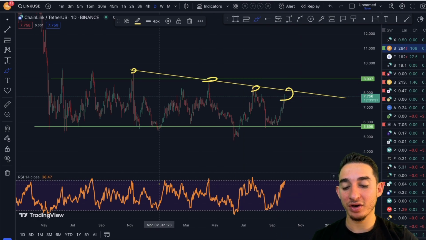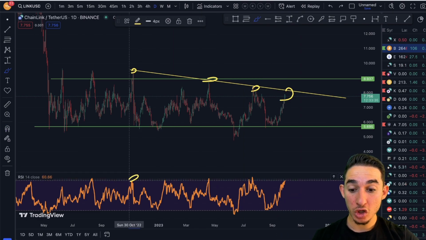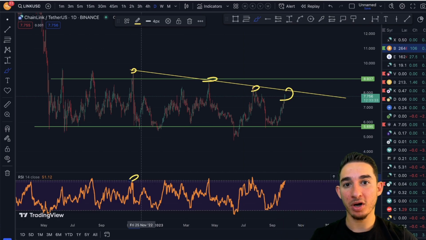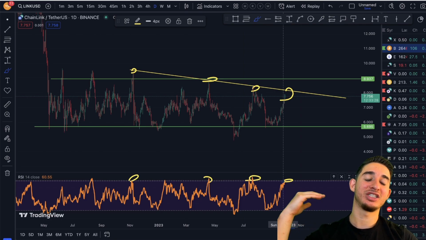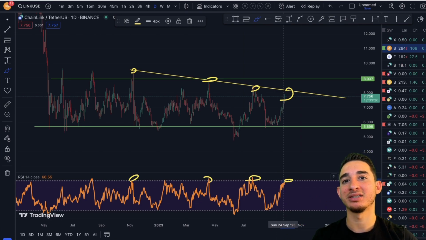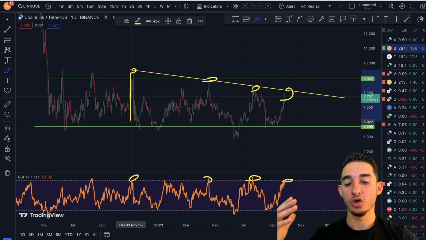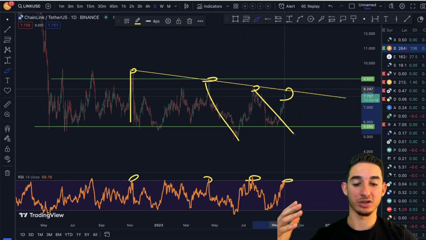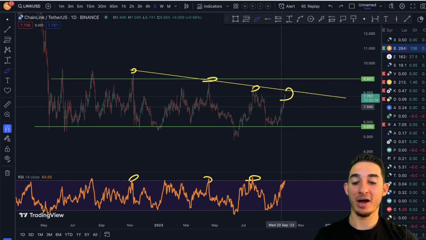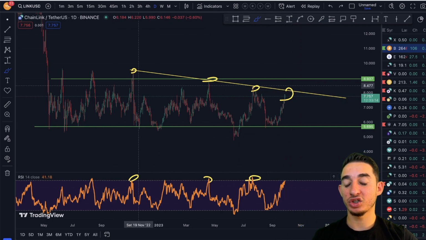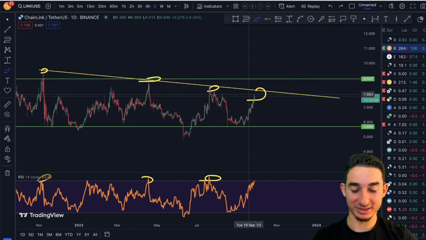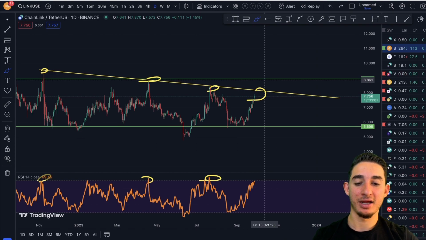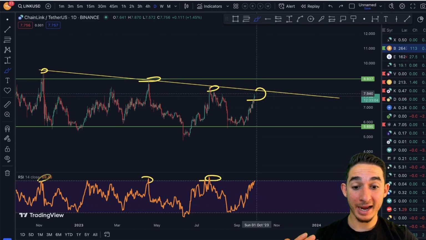If we have a look at the RSI, we can see that every time Chainlink was overbought on the RSI, we pretty much came right back down. And right now Chainlink is trying to peak over 70 on the RSI, which makes it overbought. We know what happens every time it is overbought: we usually come down. So Chainlink is about to be rejected, not only by the RSI, but it could potentially get rejected by this resistance right here and this trend line.